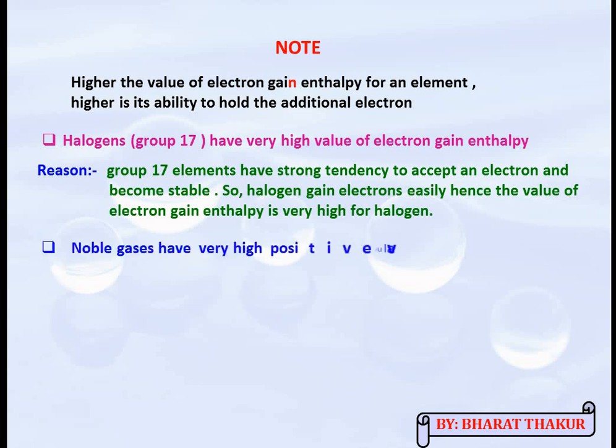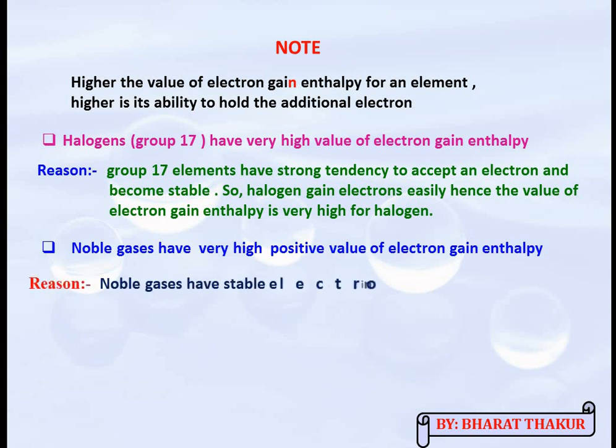Noble gases have a very high positive value of electron gain enthalpy. That is, instead of losing energy, they will gain energy. That's why the positive value is used for noble gases. The reason behind that: noble gases already have a complete shell. They don't have any tendency to gain an electron.